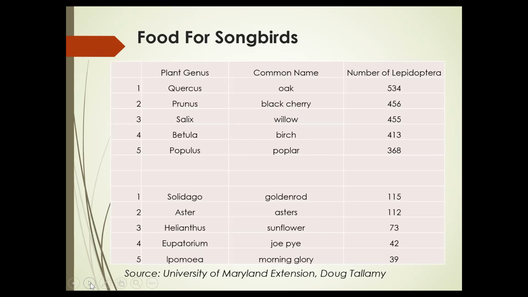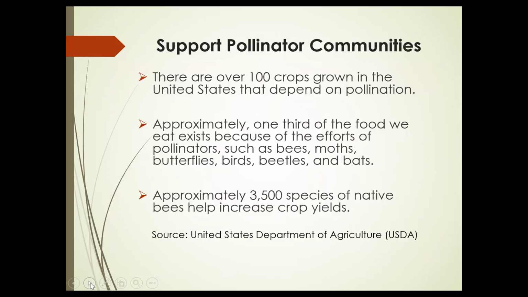And I thought this was really cool, and it's due to Doug Talamay. Next slide, please. And the second thing that I thought was pretty cool too, this is some data from the U.S. Department of Agriculture. They claim that there are 100 crops that are grown in the US that depend upon pollination. All right. And this converts to, depending on what your diet is, about a third of the food that we eat exists because of pollination from bees, from moths, butterflies, birds, beetles, bats. There're probably other pollinators out there.